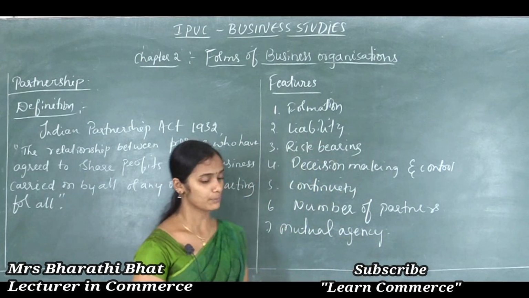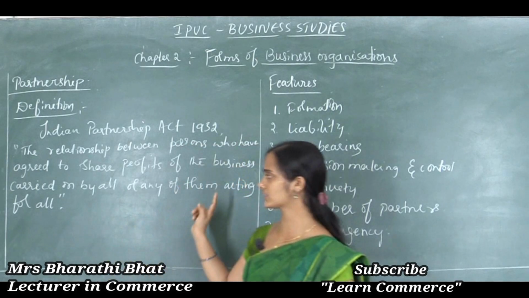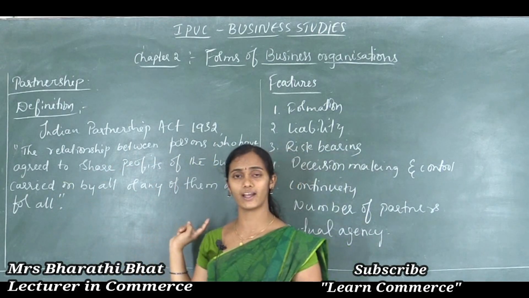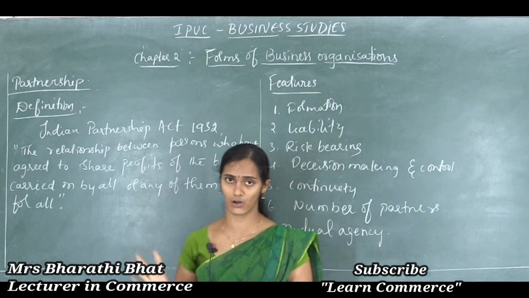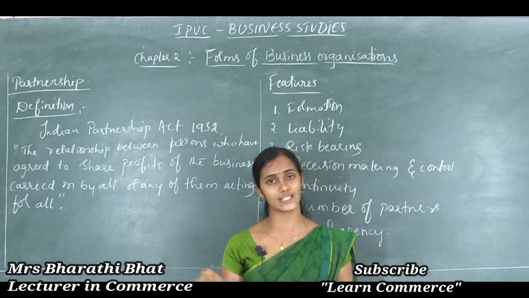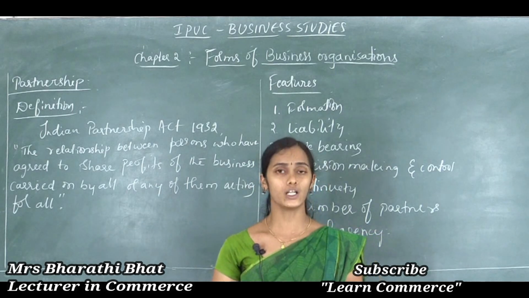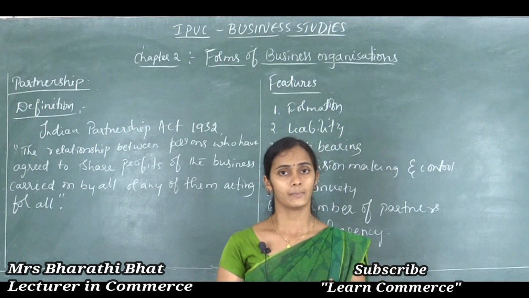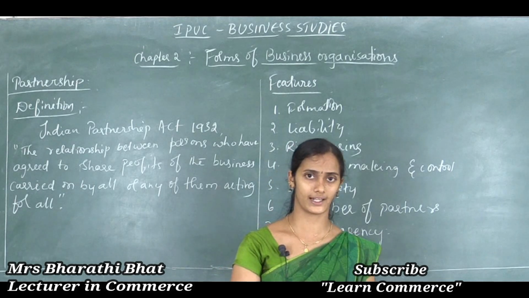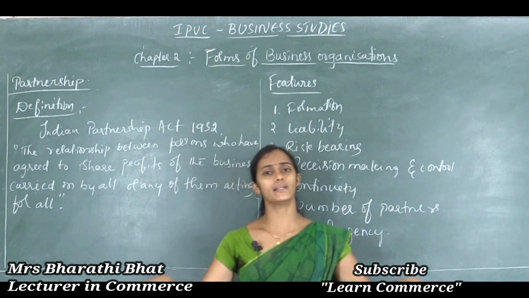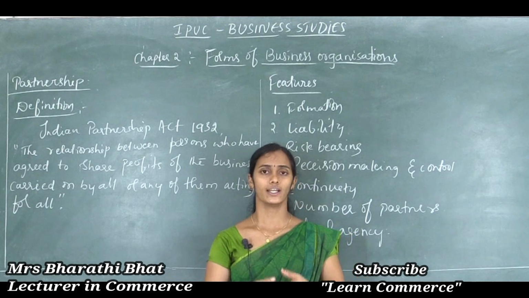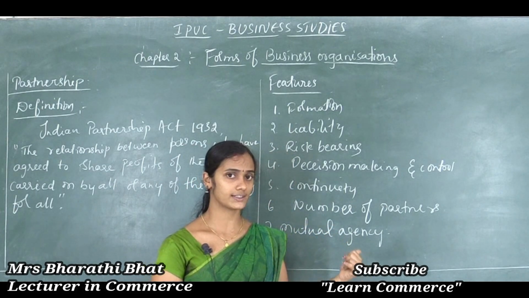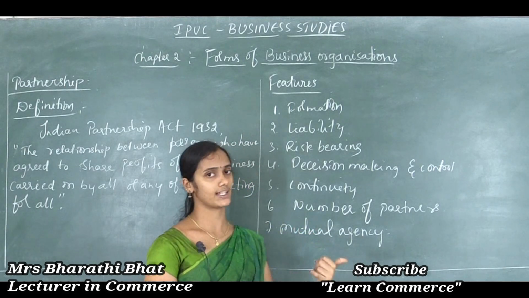And mutual agency in this type of organization: we studied the definition, right? According to that definition, the organization can be carried on by all, or any one of them acting for all. So here also mutual agency means the business must be carried on by all, or alternatively any one of them can act on behalf of all. Any one partner can take an active part in the day-to-day activities of the management, or all the partners can take equal participation. So according to this, each partner acts as an agent and each partner acts as a principal.